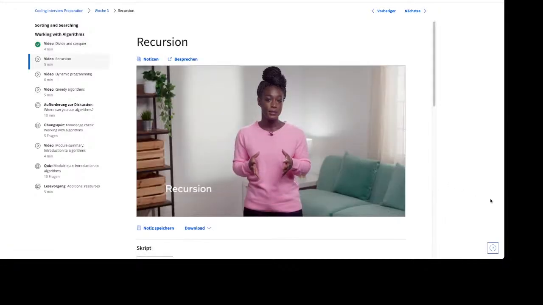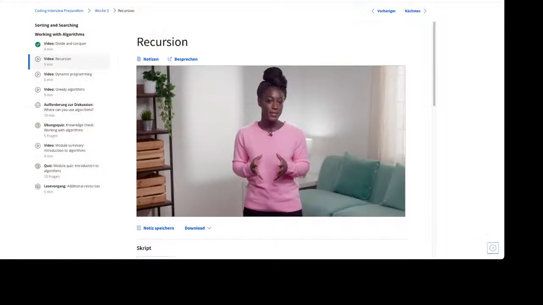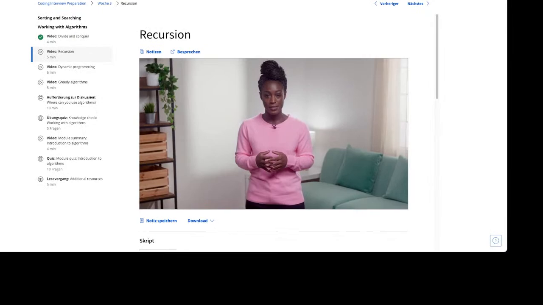In a previous video, you learned about the divide and conquer paradigm. In this video, you are going to learn about recursions and how to implement the requirements for a recursive solution.